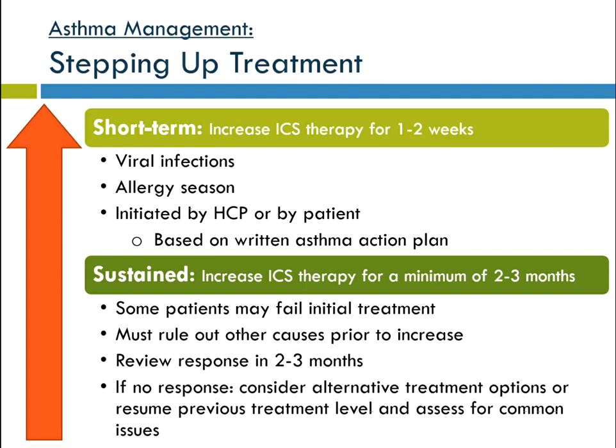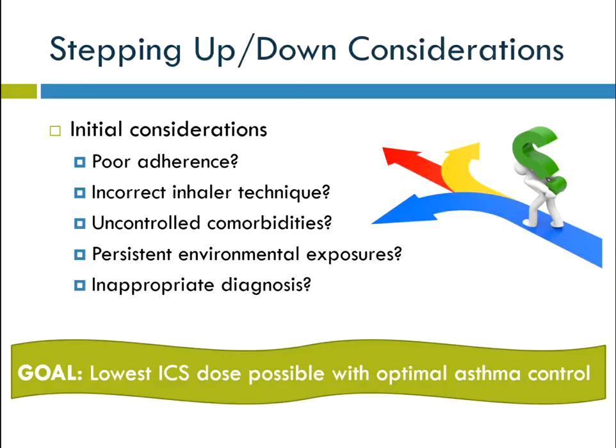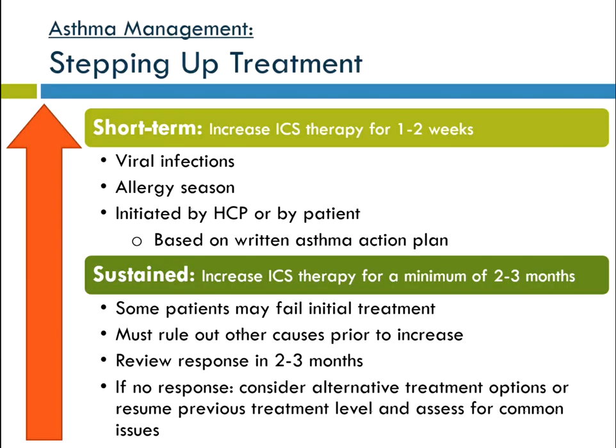We're going to sustain that step-up therapy, so that means that we're increasing the ICS for a minimum of 2 to 3 months. Some patients just fail initial treatment, for those who just didn't really give them enough control. Maybe we put them on step 3, but it should have been on step 4. We have to rule out other causes prior to increase. So if we go back to this slide, we want to make sure that all of this is addressed first. And if it's still not well controlled, then we can consider sustaining step-up therapy.